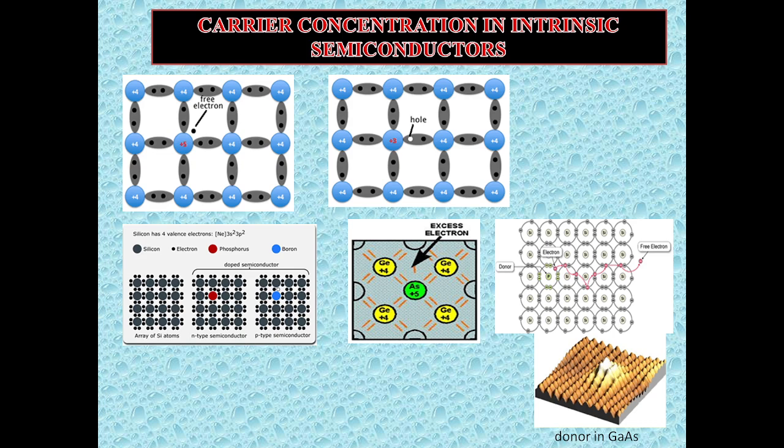Next, we go to the next topic, that is carrier concentration in intrinsic semiconductor. Carrier concentration in intrinsic semiconductor depends on the number of electrons and the number of holes per unit volume in the conduction band as well as in the valence band. We already know intrinsic means a pure semiconductor.